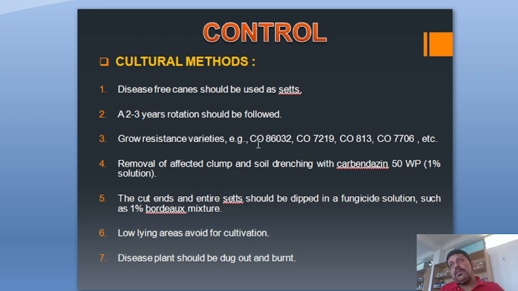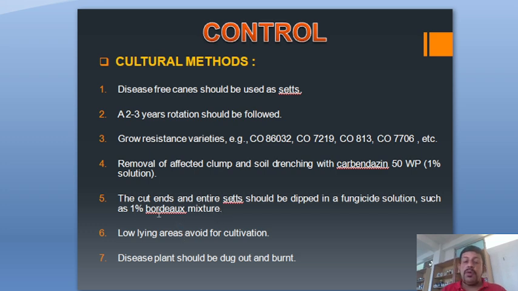These special varieties have some genetic advancement through which they can develop a defense mechanism against the attack of this Colletotrichum falcatum pathogen. Understood? So that is why removal of the affected clump and soil drainage is very important, by the carbendazim. By 50 W, we can cut the sets, and the entire set should be dipped in a fungicide solution, in Bordeaux mixture.